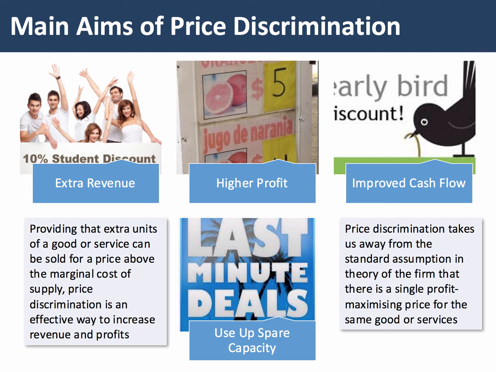The key point is in the bottom left of this slide. Providing the extra units of a product, could be a good, could be a service, providing they can be sold for a price above the marginal cost of supply, then price discrimination is a way both of increasing revenue and also increasing profit, because the marginal profit on the extra units can still be positive.